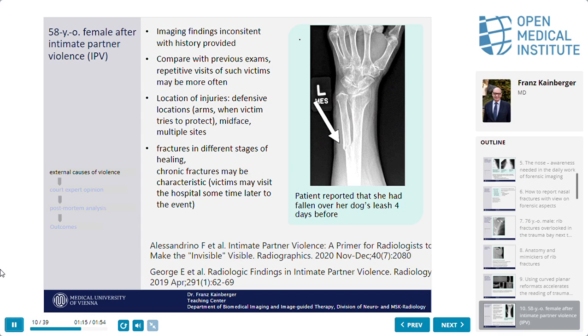The location of injuries is typically in defensive places, like the arms, where the victim tries to protect. The mid-face is very commonly encountered, like nose fractures, and multiple-site fractures may also be helpful, but that's also not very specific. We have lots of patients, especially osteoporotic patients, who after a fall may have multiple fractures too.